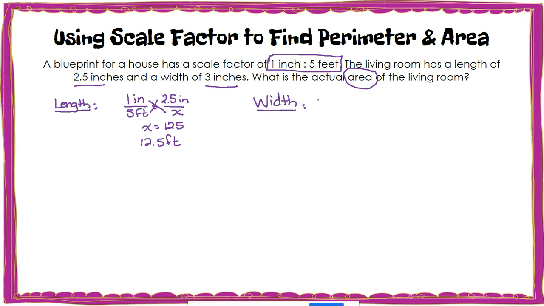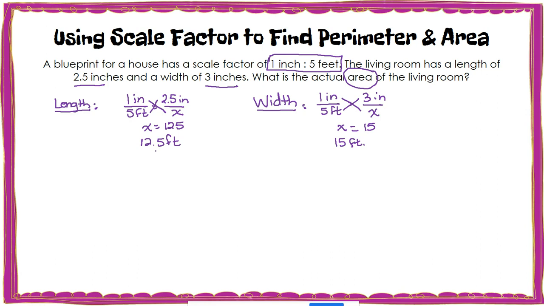I again know that I'm using a scale factor of 1 inch to 5 feet. This time I know that the width of the blueprint is 3 inches. So since inches are in my numerator, inches will go in my numerator again. What I don't know is how many feet wide my living room is. Now I can cross multiply, and 1 times x will give me 1x, which is just x. 3 times 5 will give me 15. This means that the width of the living room is 15 feet.